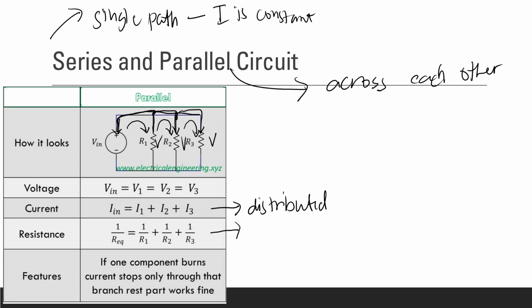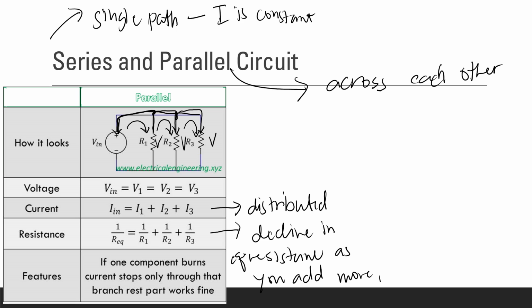So there is a decline in equivalent resistance as you add more resistors. Okay, and voltage is, as mentioned earlier, constant.